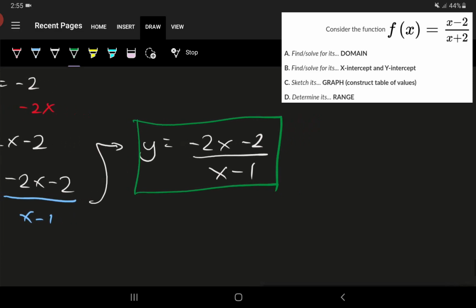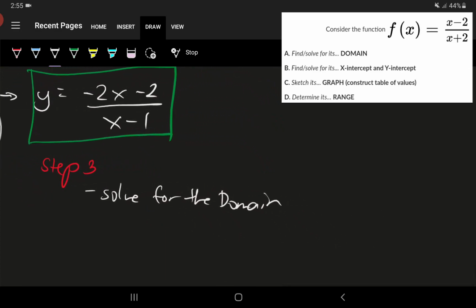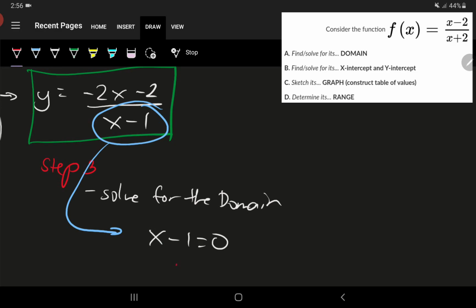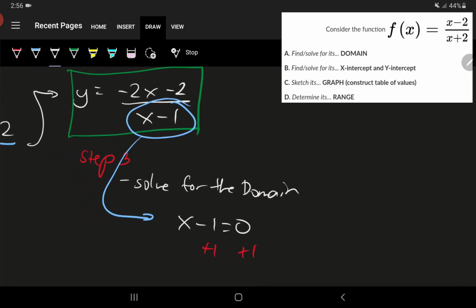So for step number 3, dear students, solve for the domain of this given inverse function. Okay? Again, we know the concept for the domain. The domain is obtained by setting the denominator equal to 0. So if we have this given expression, just equate this denominator to 0. We have x minus 1 is equal to 0. And the value of x, let's add 1 both sides. So the value of x for this given function is equals to 1.